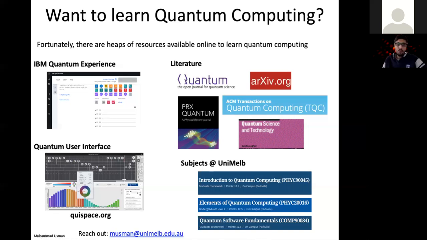Finally, if you want to work with us, if you're interested in quantum computing, please reach out to us. We are happy to provide you more information about this area. We are also happy to give you projects to work on. We have lots of projects. So reach out to us, contact us via email, and we'll be happy to interact. Thank you very much for listening, and I'm happy to take any questions.